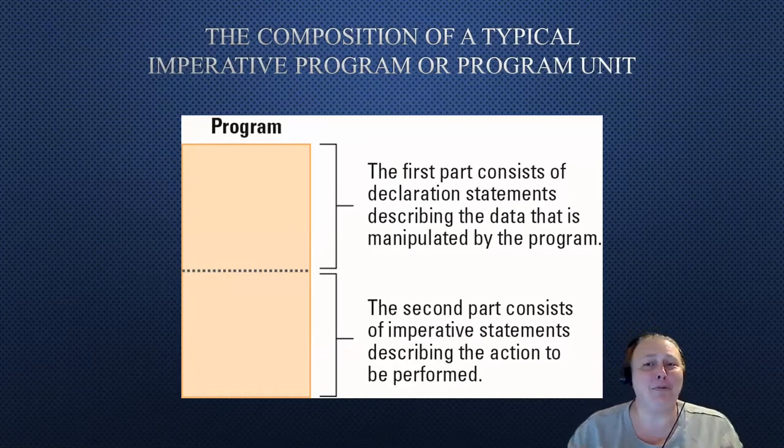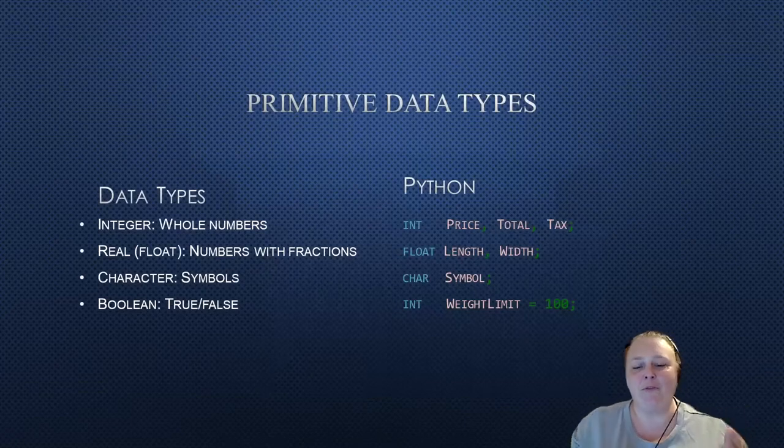Typically, in good programming practices, your program is going to have some sort of structure where your declaration statements are going to be closer to the top and your imperative statements are going to be towards the bottom. But what types of declarative statements can we do? Well, we've got some different things that we can do.